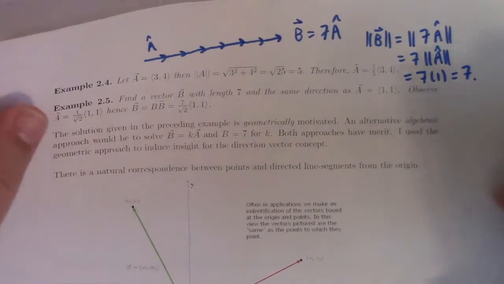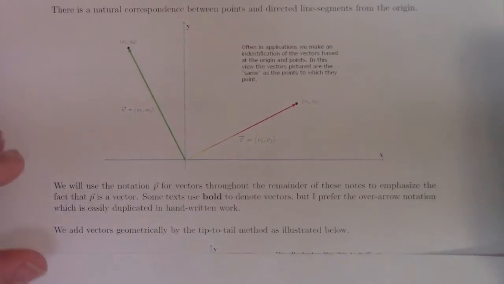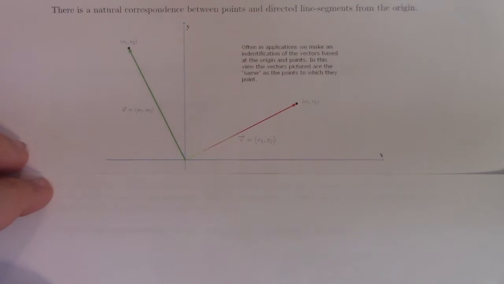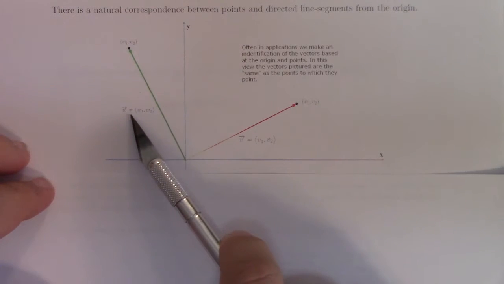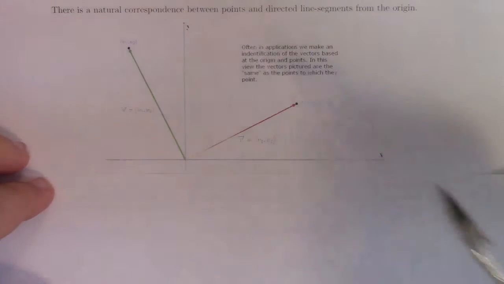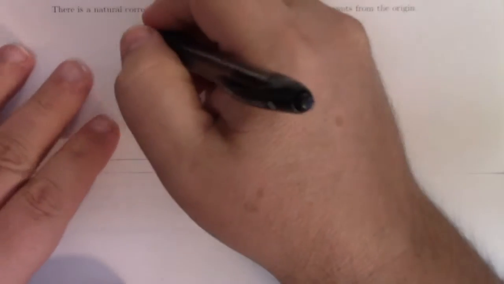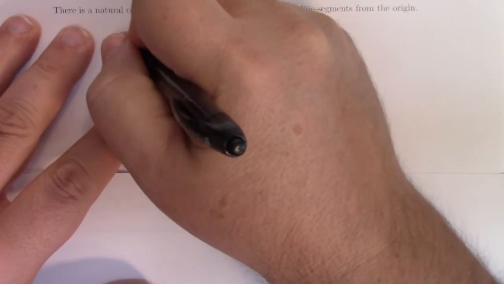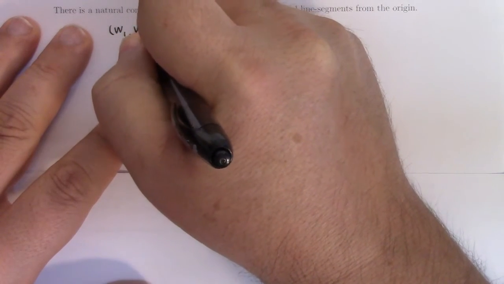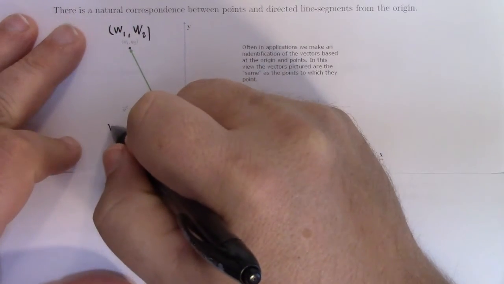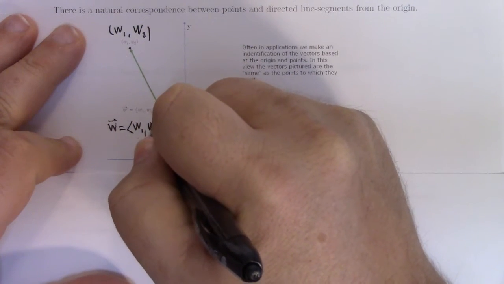So I should point out, as I have pointed out in class, that there's a natural correspondence between the point w1, w2 and the vector w1, w2. I know you probably can't see it. I can barely see it myself here. So the point W1, W2, and the vector W1, W2.